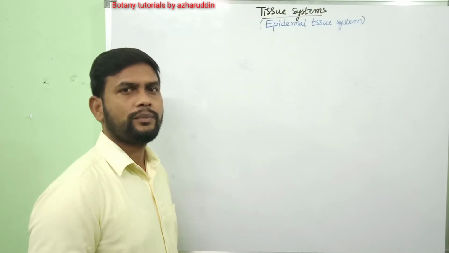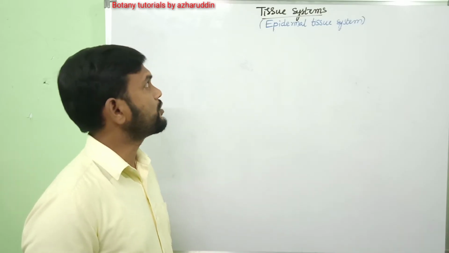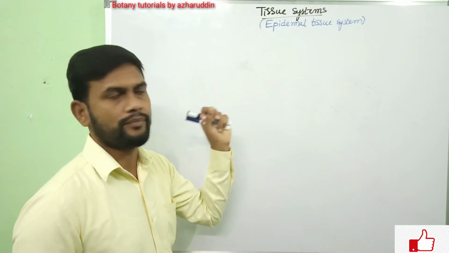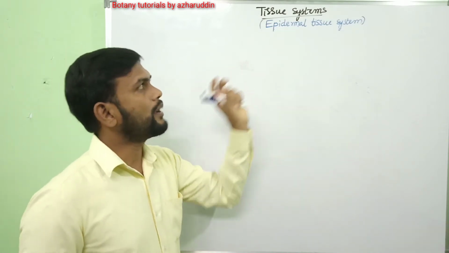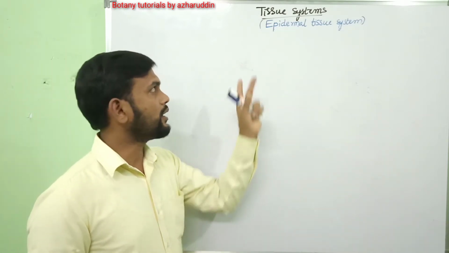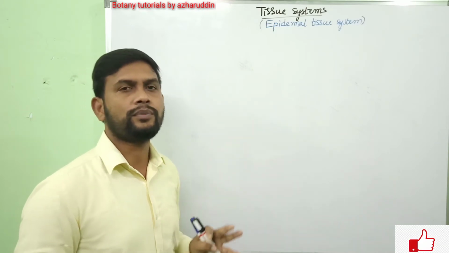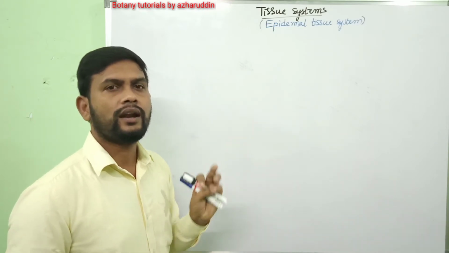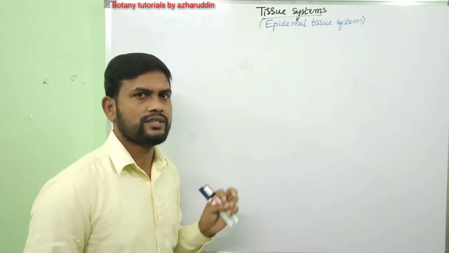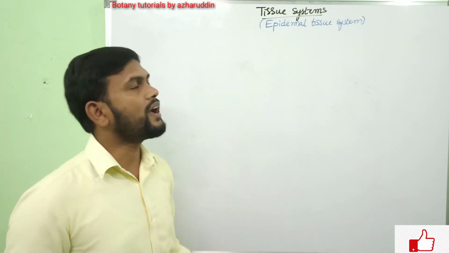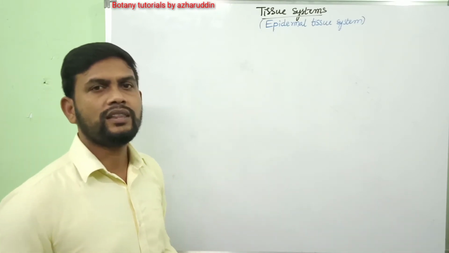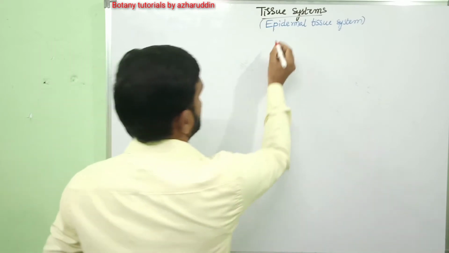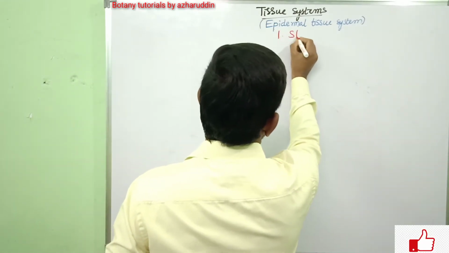Hello everyone. In the previous session, we discussed the introduction to tissue system. In that, we learned about the epidermal tissue system. In the epidermal tissue system, mainly three parts are present. They are stomata, trichomes, and emergences. These three parts are found in the epidermal tissue system. In that, the first one is stomata.